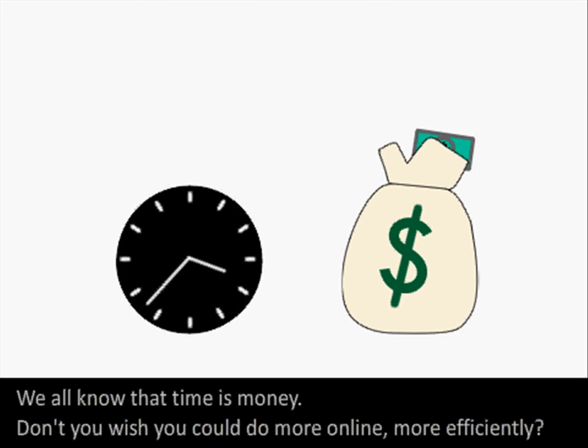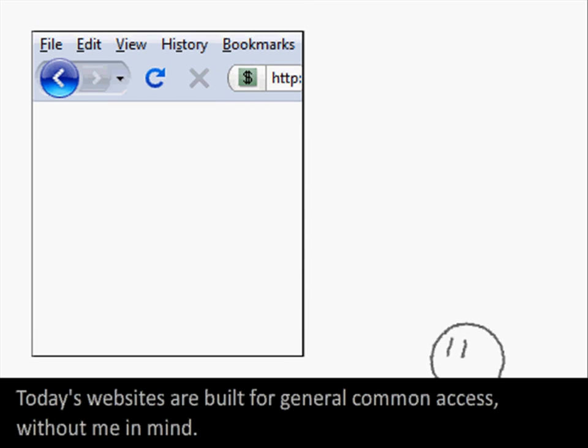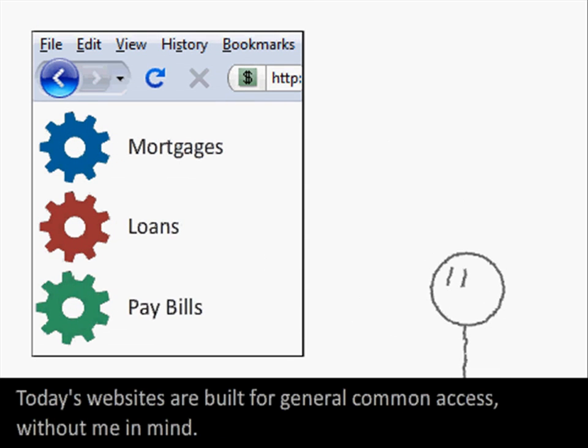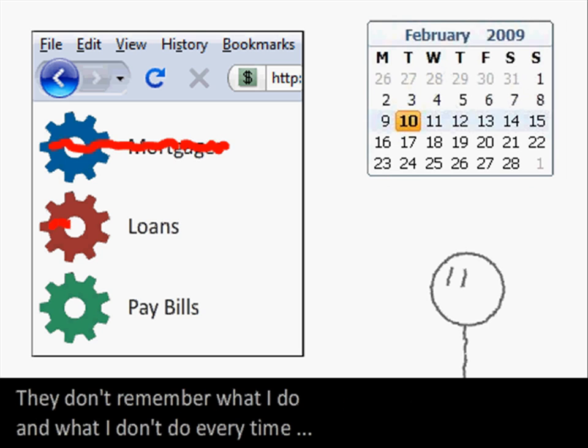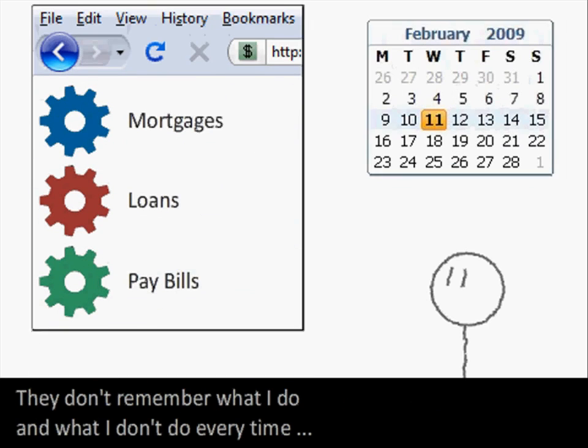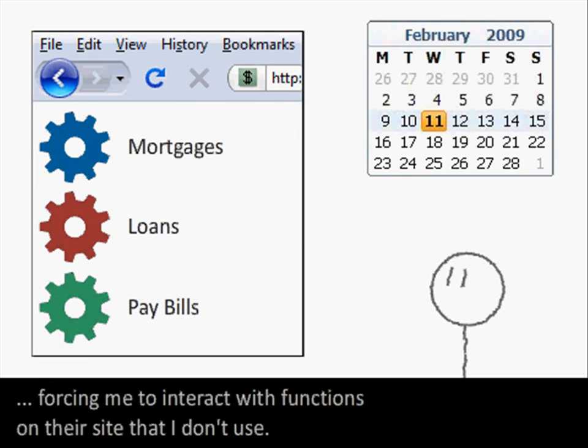We all know that time is money. Don't you wish you could do more online more efficiently? Today's websites are built for general common access, without me in mind. They don't remember what I do and what I don't do every time, forcing me to interact with functions on their site that I don't use.